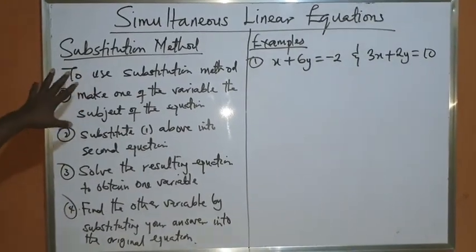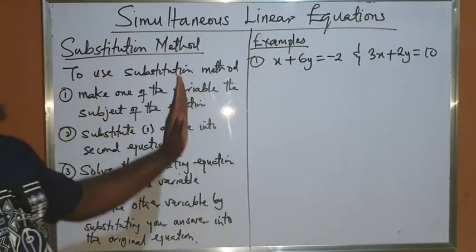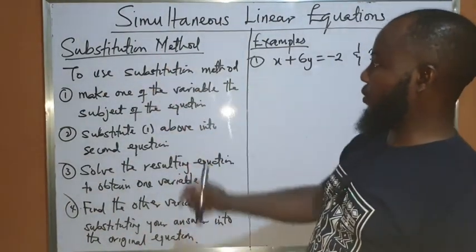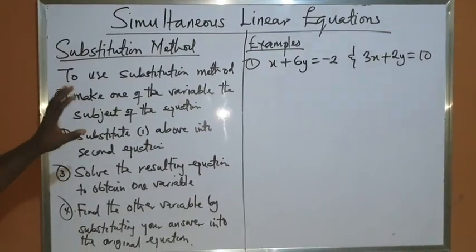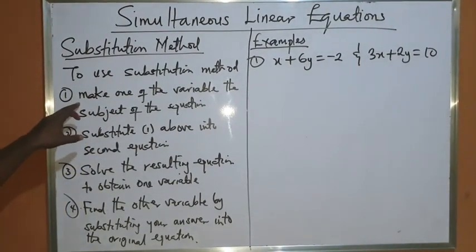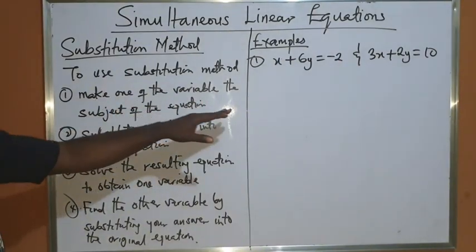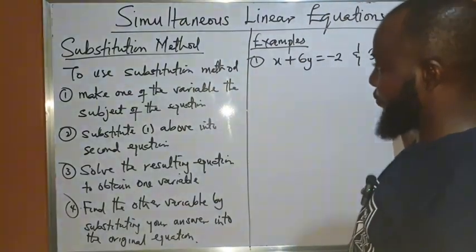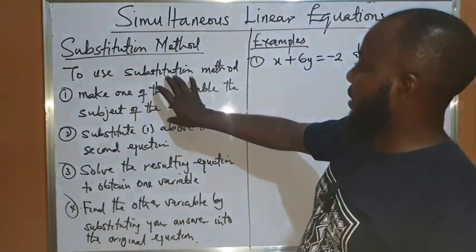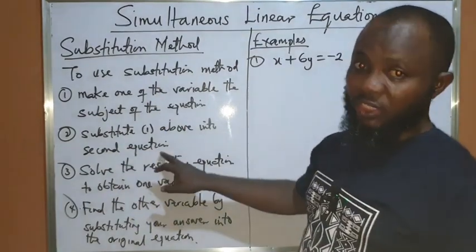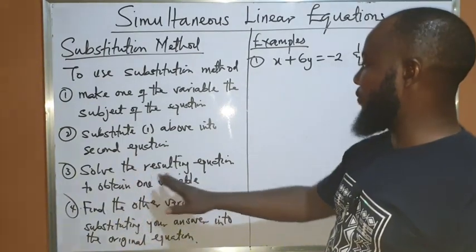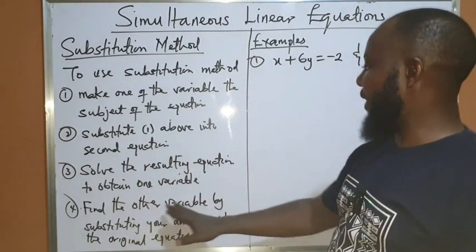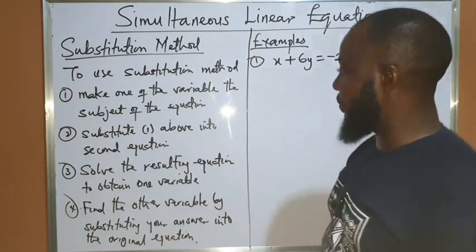Substitution method. To use the substitution method, we are going to follow these steps. The first step is that we pick one of the equations and make one of the variables the subject of the equation. You can pick equation 1 or equation 2. Then we substitute whatever we arrived at here into the second equation. Then we solve the resulting equation to obtain one variable. Then the final step is that we find the other variable by substituting our answer into the original equation.